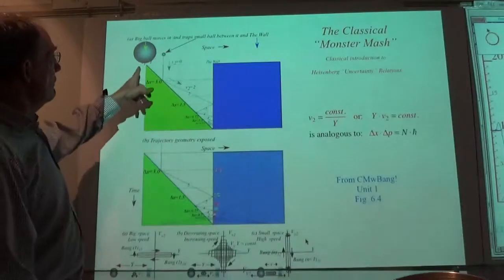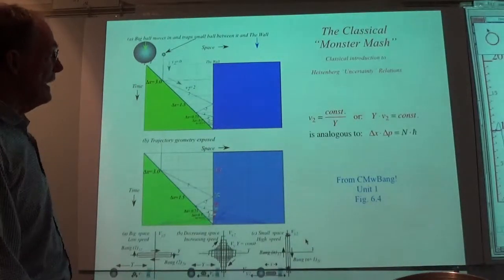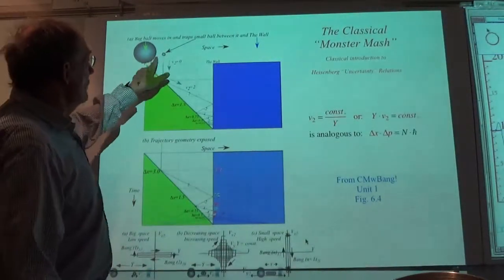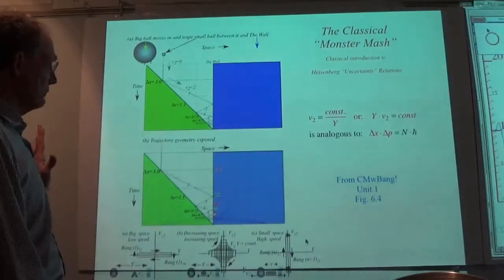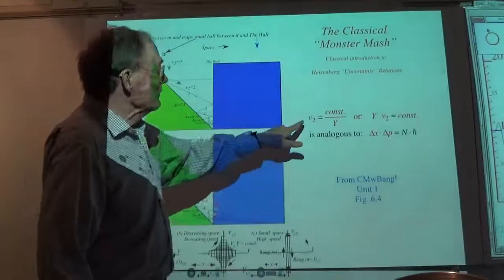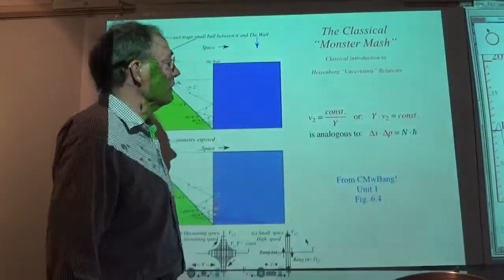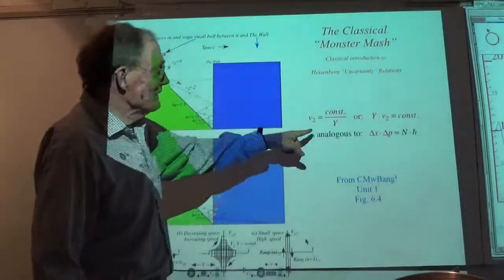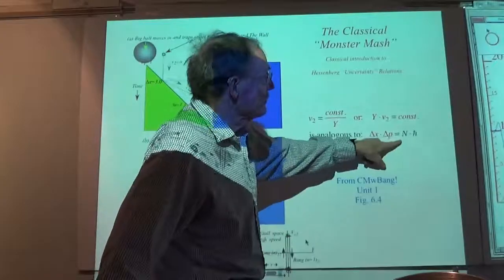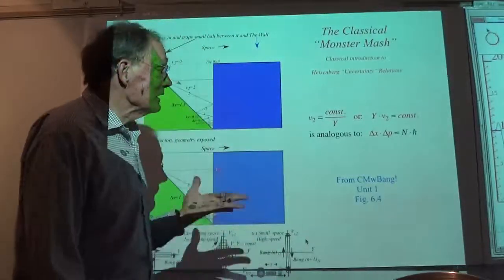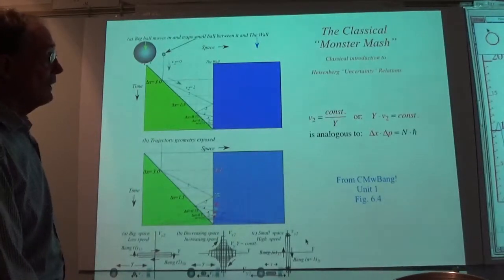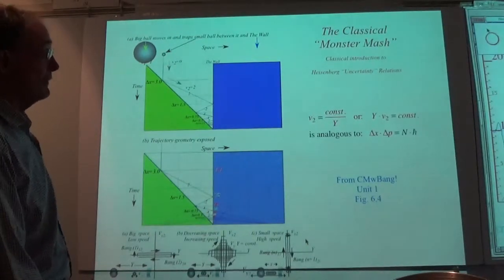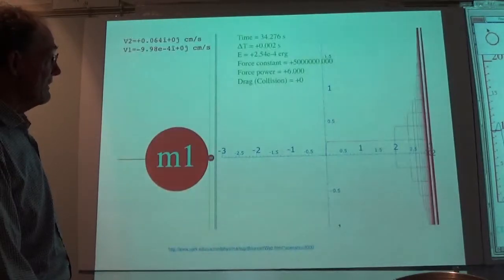This is what happens if you have a bouncing mass, a huge mass and a very small mass against an infinite wall. This is just classical mechanics. But the velocity turns out to be inversely proportional to the space left. So this is analogous to the uncertainty condition. It is a classical example of the uncertainty relation, and it is the uncertainty relation ultimately.